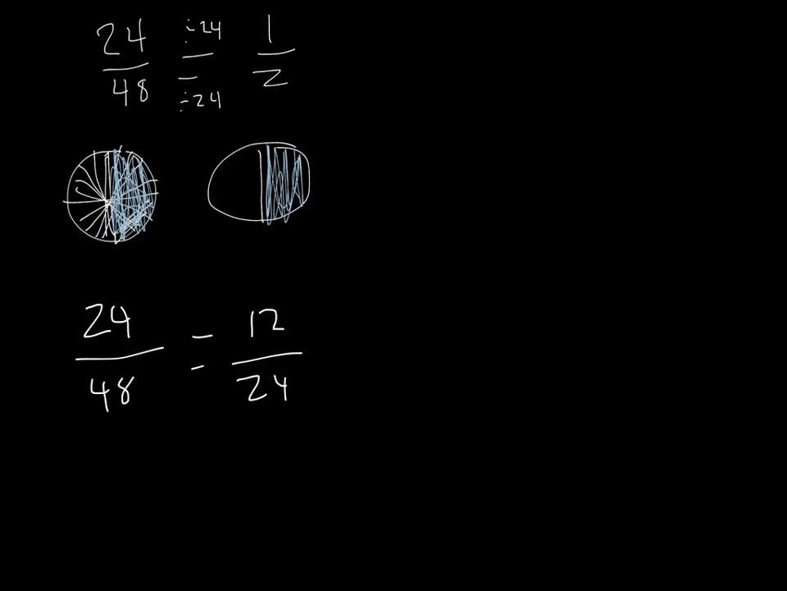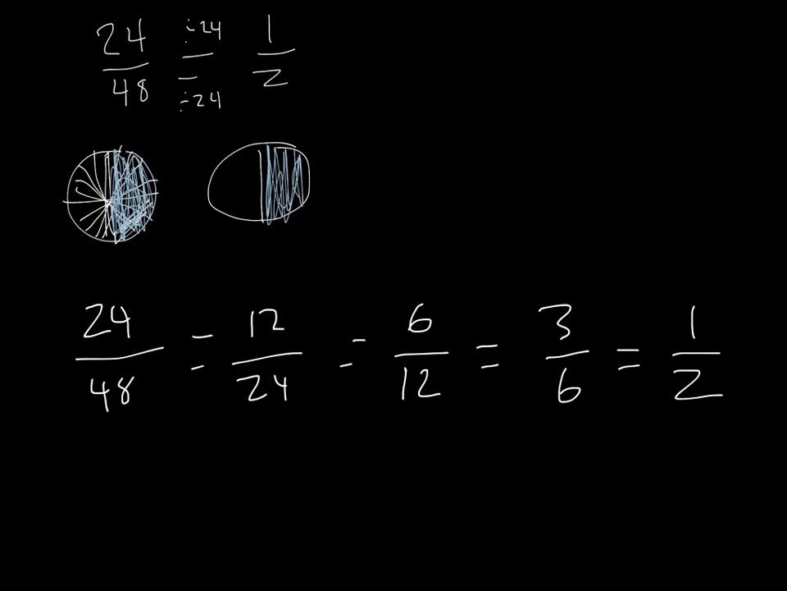They're still both even, so I'm going to do that again. 6 over 12. They're still both even, so I'm going to do that again. 3 over 6. Now 2 won't go into both, but 3 will go into both. So I'll try 3 now. So that's going to be 1 over 2.